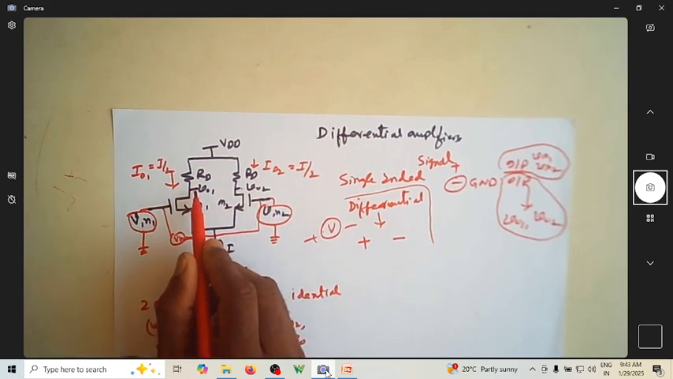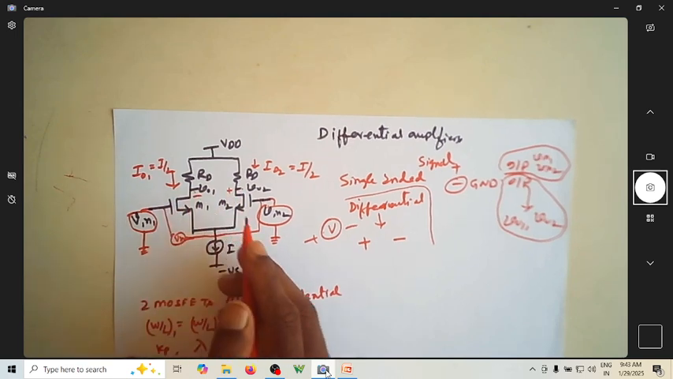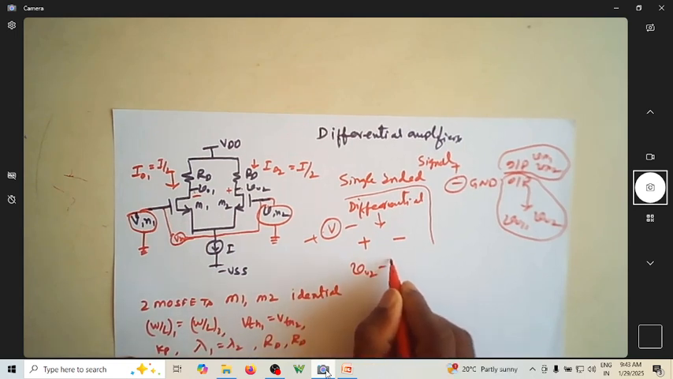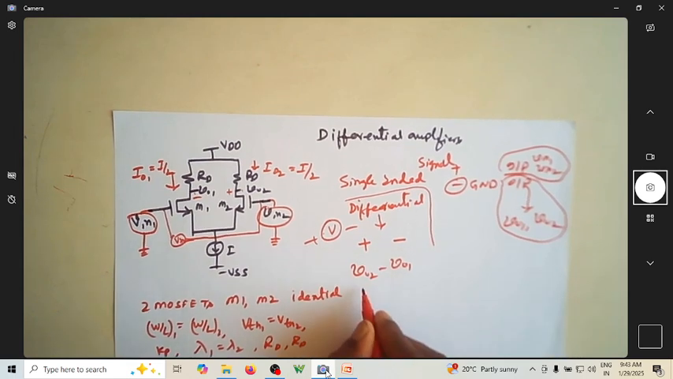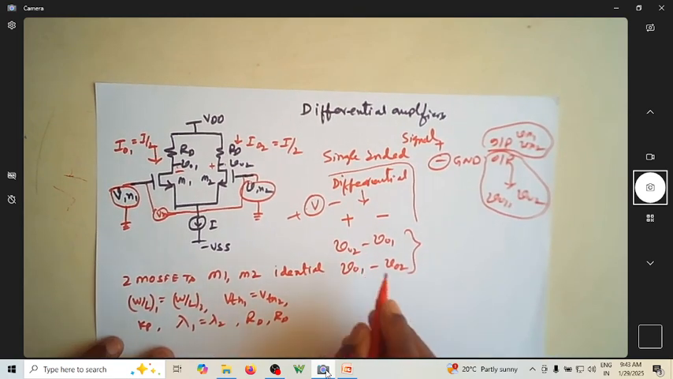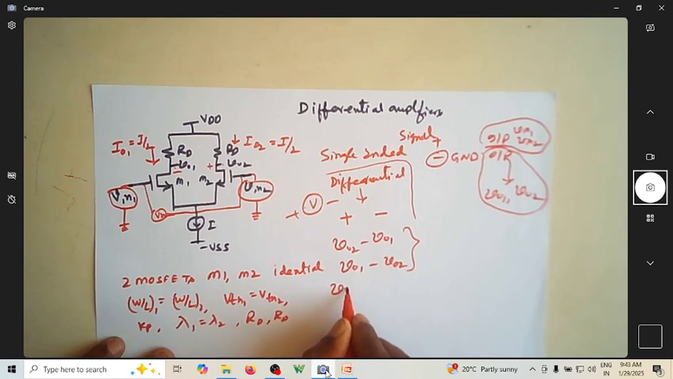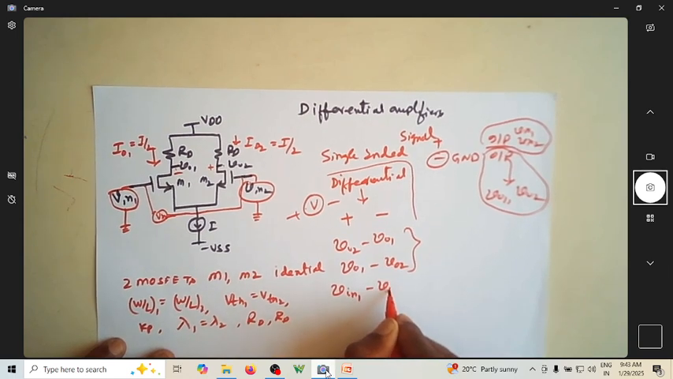And suppose I measure the output voltage, with this as plus and this as minus. Now this is a differential output. V02 minus V01, or V01 minus V02, is a differential output. These are the two possible differential outputs. So what is the differential input? V in 1 minus V in 2.